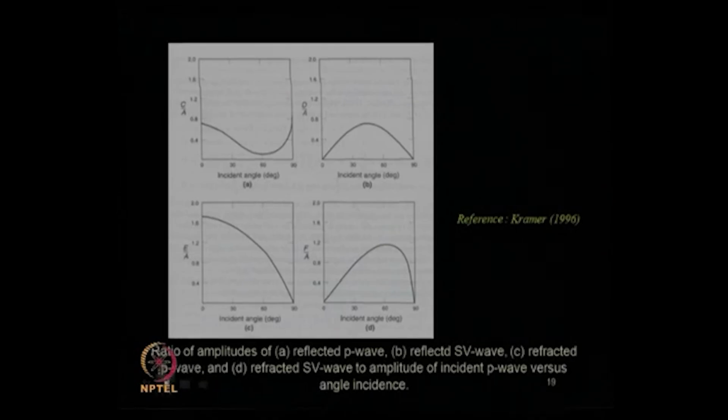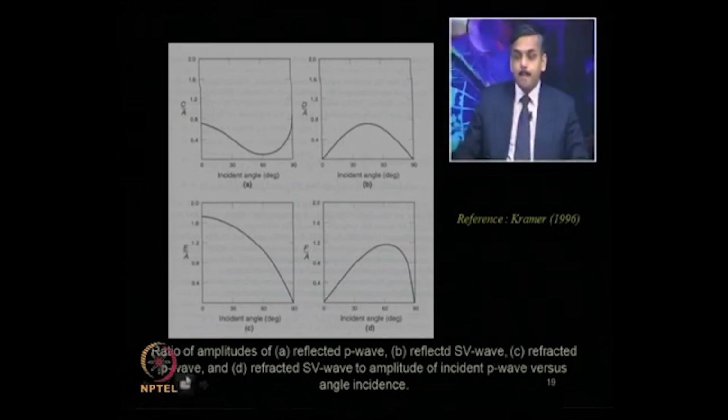This shows what is the ratio of the amplitude of the reflected P wave, reflected SV wave, refracted P wave and refracted SV wave to the amplitude of the incident P wave versus the angle of incidence. So, the x axis in all of these figures A, B, C and D shows the incident angle in degrees, and the vertical axis, that is the y axis, shows the ratio. For figure A it is the reflected P wave by the incident P wave, the amplitude of those two waves.